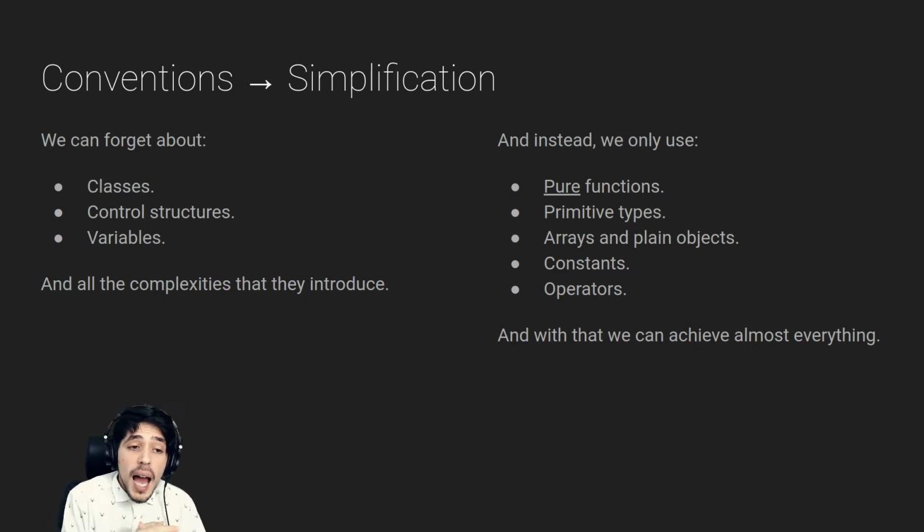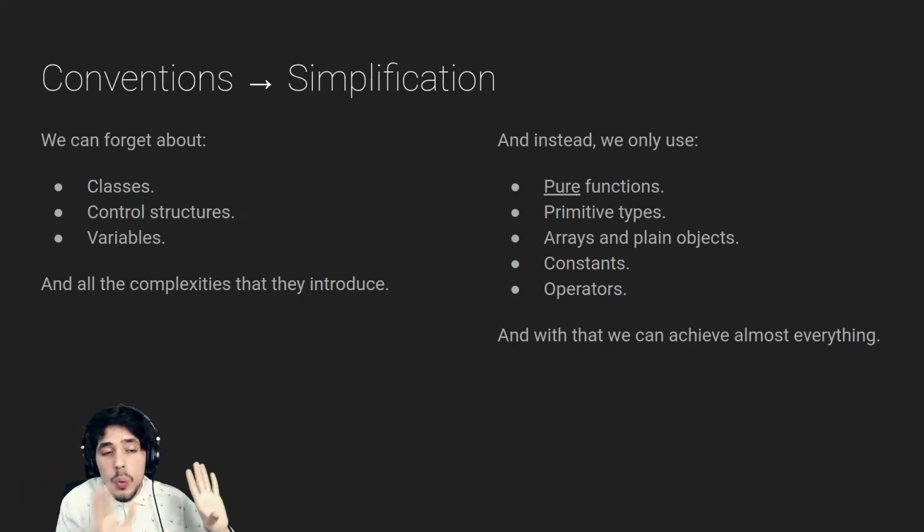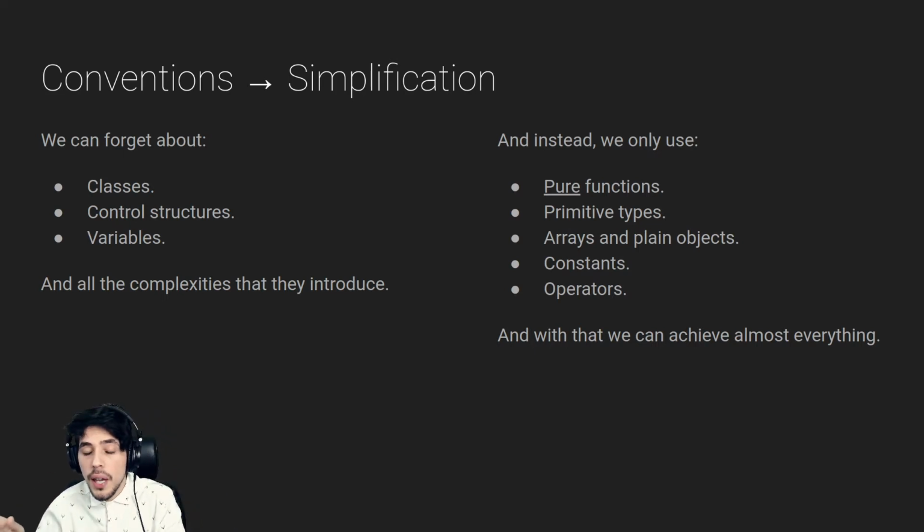And also forget about variables. That doesn't mean that we can't save data. We will talk about that in a second. But we don't use variables, so stuff that can change over time, okay? Not only do we forget about this, but we also forget about all the complexities that these things introduce. So if we forget about classes, we can forget about inheritance and all the extends stuff and calling super and all that complexity. We forget about that and we can focus on only the simple stuff, okay?